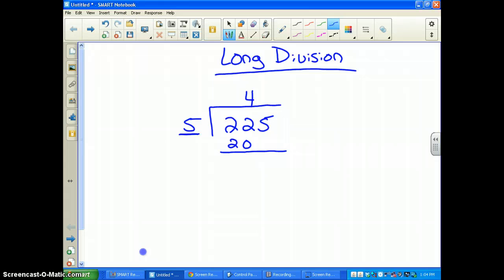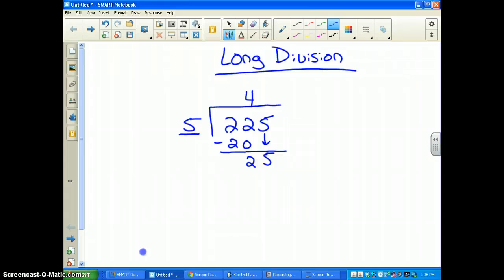And then from here, you subtract. We're ignoring this 5 for now. 2 minus 0 is obviously 2. 2 minus 2 is nothing, so we can just leave that blank. And then we're going to bring this number down.